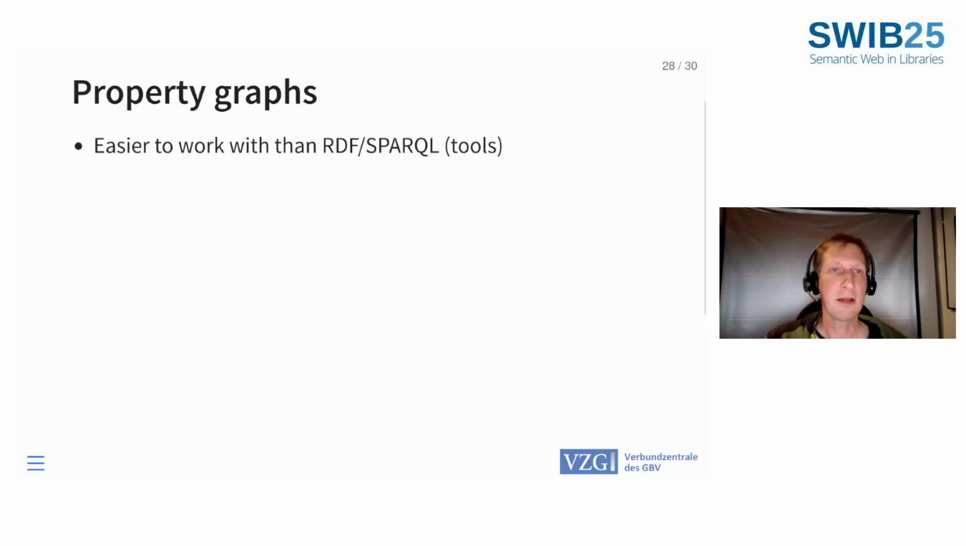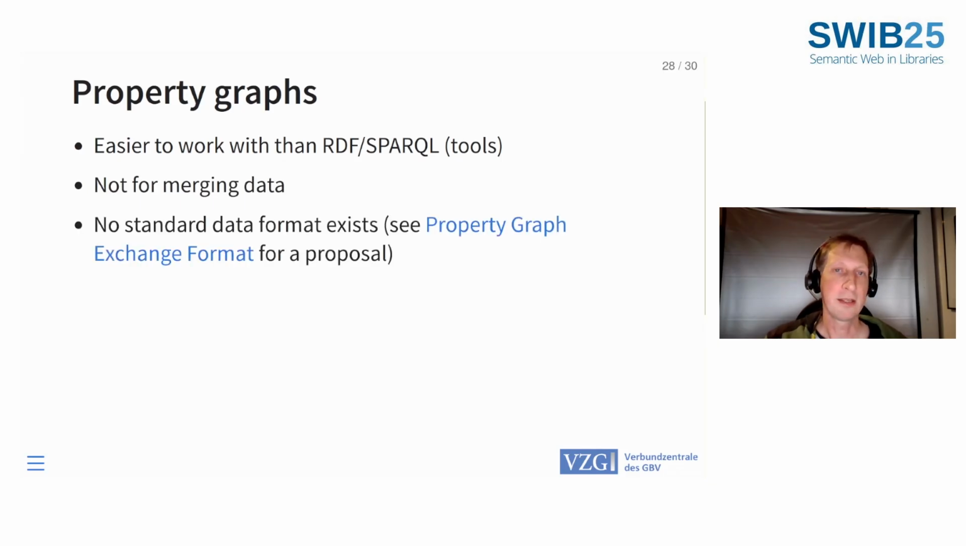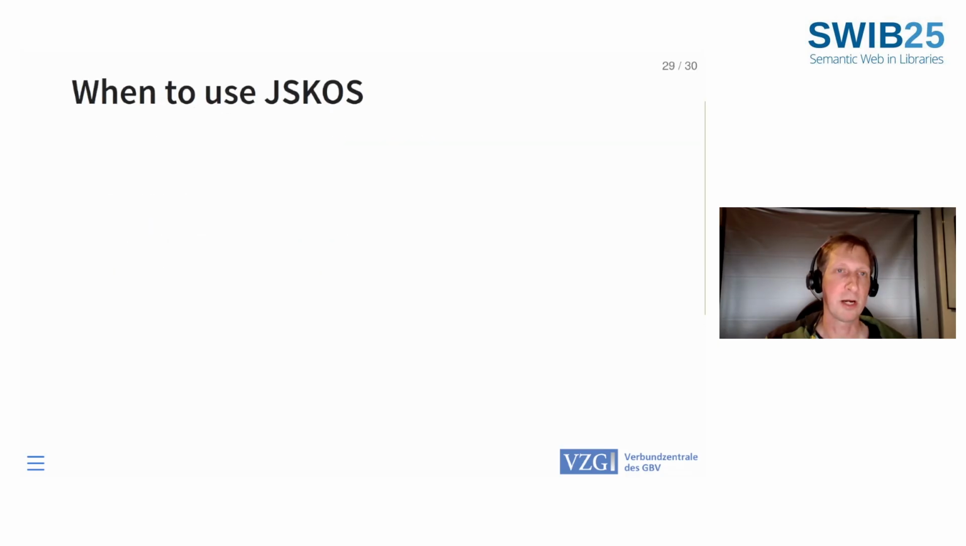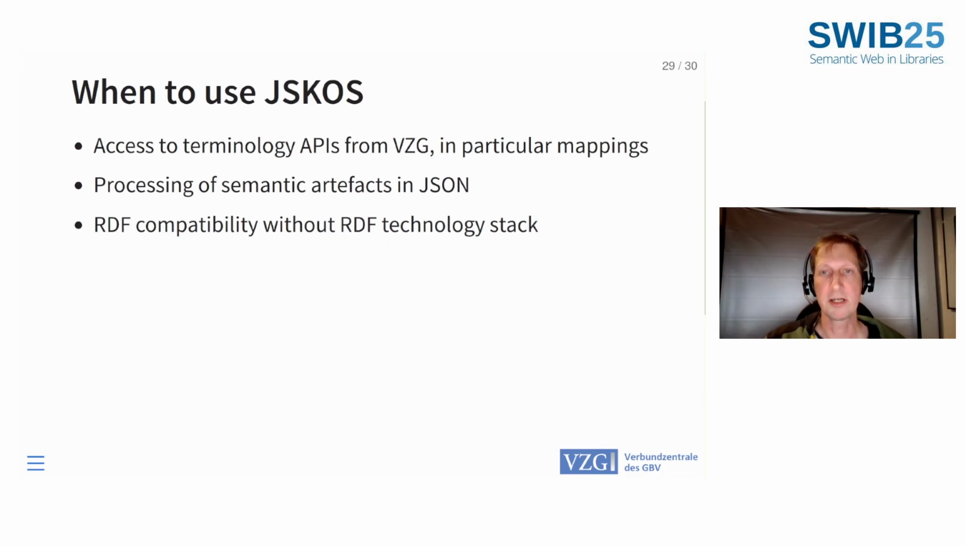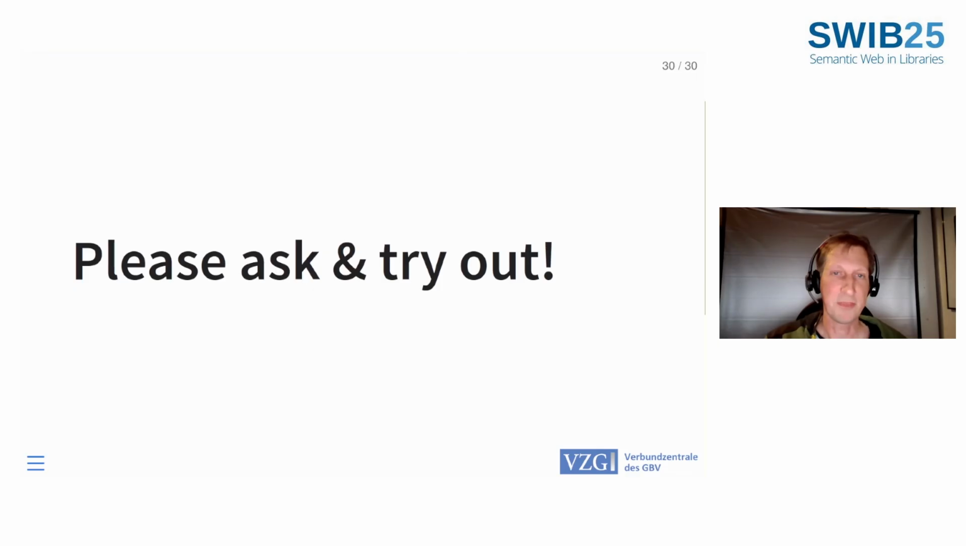Property graphs would be another solution. It's easier to work with than RDF and SPARQL, but it's not for merging data, so there are no URIs, and no standard data format existed for property graphs. So we created one, but yeah, property graphs is another technology. We are closer to RDF. So use JSKOS if you want to access our APIs, our data, or if you process semantic artifacts in JSON. And it's all compatible with RDF, but you don't need the RDF technology stack. Yeah, and just try it out and ask if something is missing or not clear. Thanks.